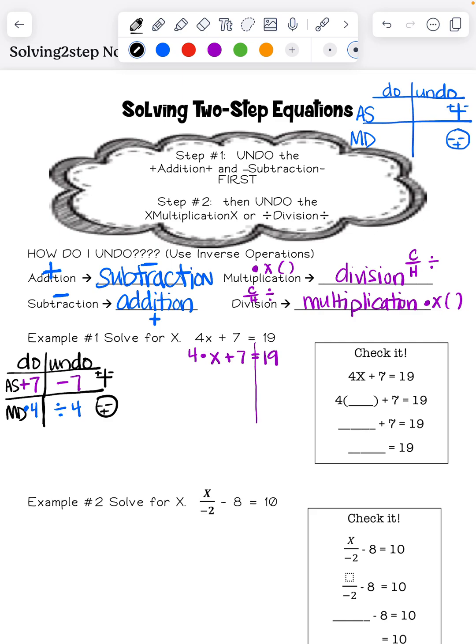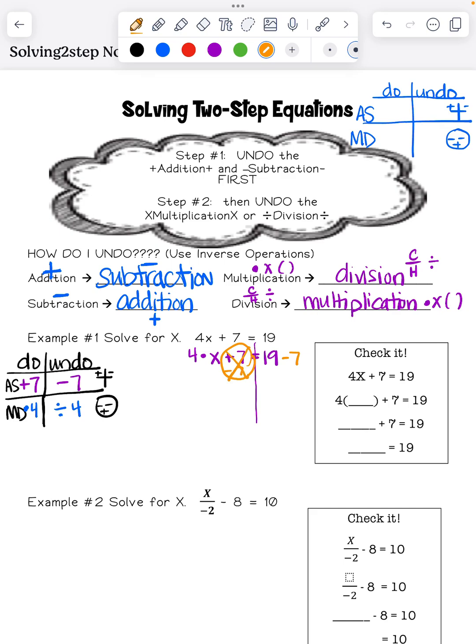So again, I drew my line down my equal sign and I am ready to start getting rid of stuff. Well, I know that I need to get rid of my 7 first because that is my first do-undo over here. And so we said the opposite of adding 7 was subtracting 7. So I'm going to say, okay, how do I get rid of this 7? I'm going to subtract it. And remember, anything I do to one side, I need to do to the other. So to get rid of this 7, I cross it out and that becomes 0.